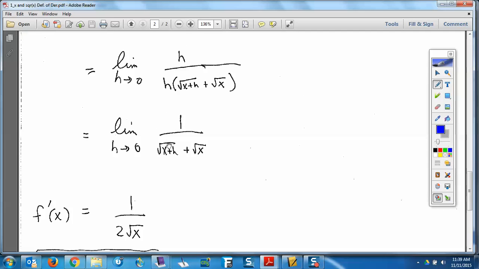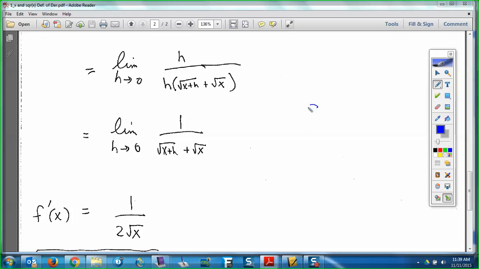2 square root of x. So square root of x plus square root of x, we get that. Now, once again, we do have the power rule now. So our original function was square root of x. Another way to write square root of x is x to the 1/2.